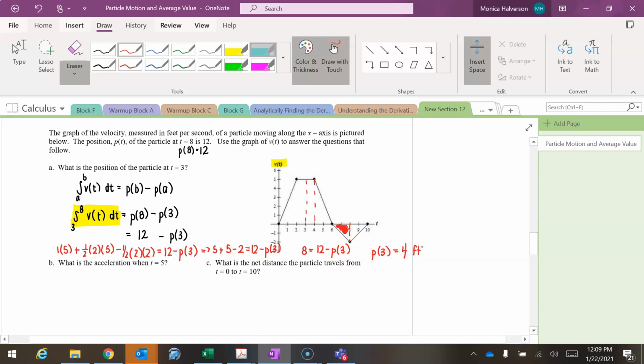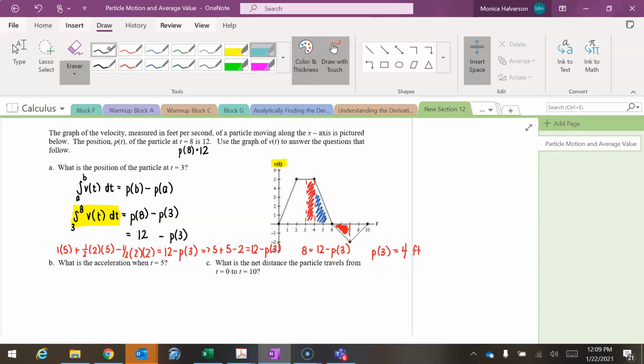Now, I broke up this shape on top into a rectangle and a triangle. You could have treated that as a trapezoid if you wanted to. So you may have used a different formula to find that area. Now, let's look at B.